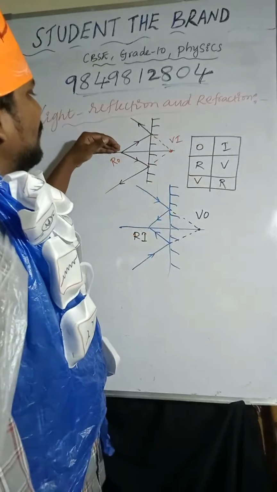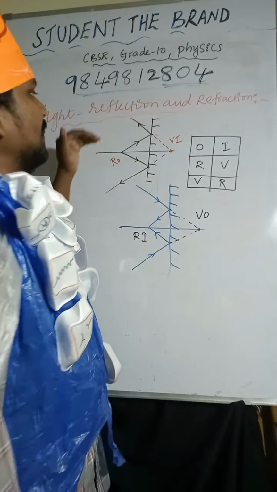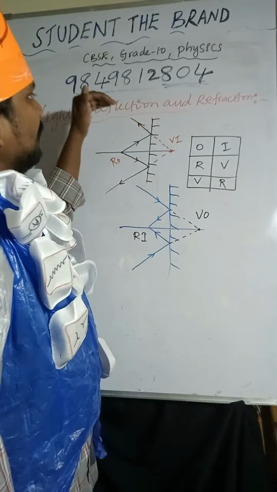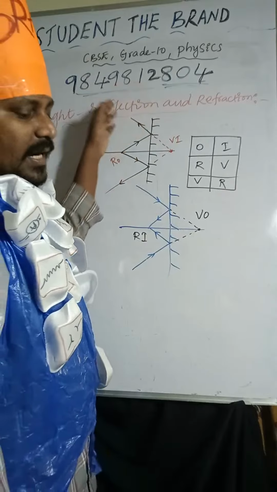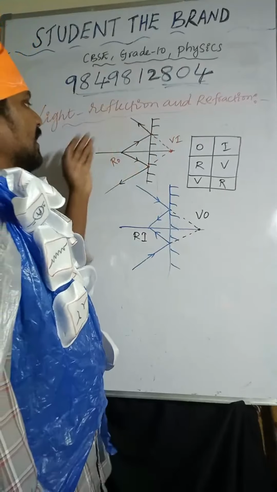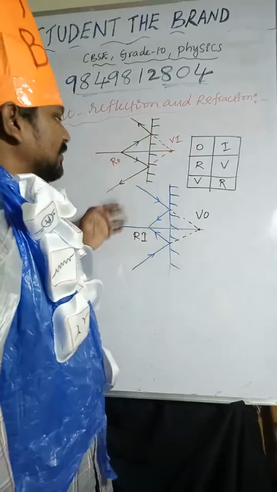Here, from the point incident light rays are coming. So directly incident light rays are coming, that is a real object. Here we are extending the reflected light rays. Extended reflected light rays are meeting at one point. Their image is forming, that is virtual image.